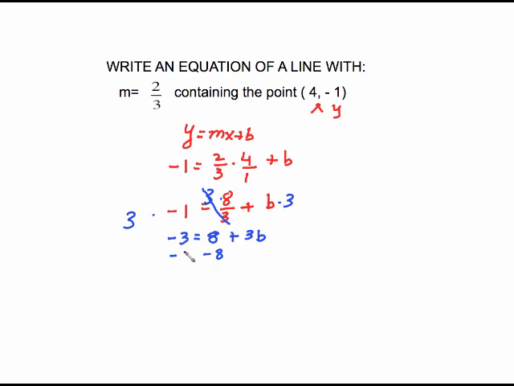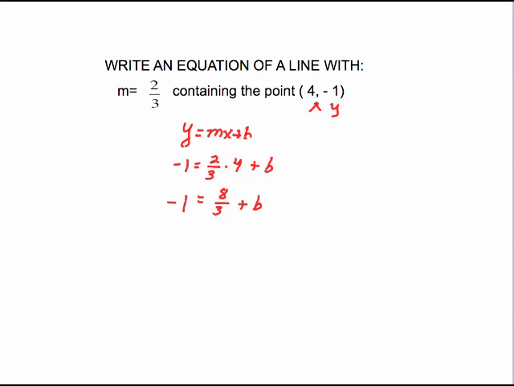Plain old subtract 8 from both sides, which gives us -11 equals 3b. Divide both sides by 3. That is your b. Then go back and write your equation. Y equals the m you were given, which is 2/3 x, either plus a -11/3 or just minus 11/3.